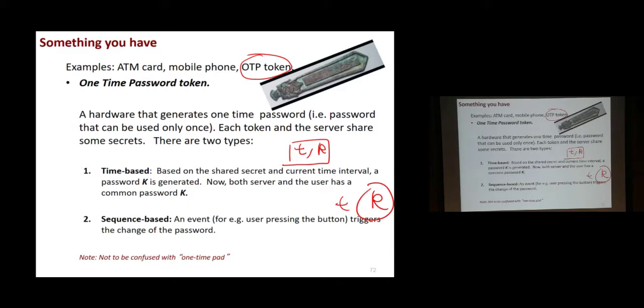There's another type that is sequence-based, but it's not very popular. That means the first time you press it, you get a one-time password. Second time you press it, you get a different one. So it depends on how many times you press the button. Then both sides, the server and the token, have to be synchronized.